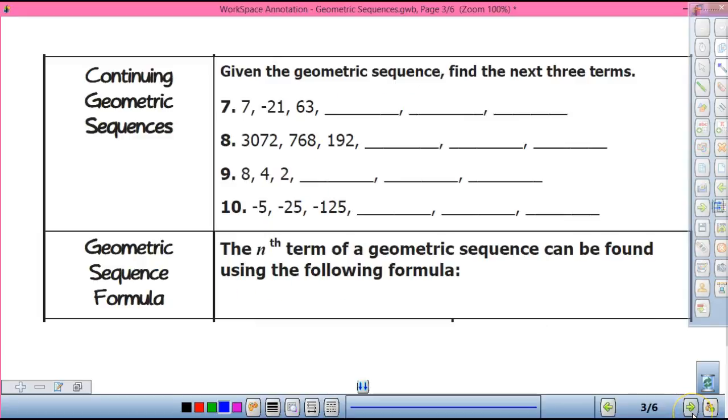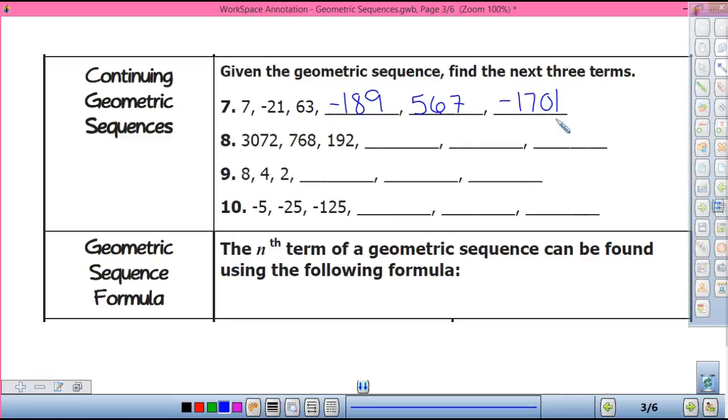Alright, so now we gotta find our next terms. In order to find my next terms, I gotta figure out what they're doing. Multiplying by negative 3. So take 63, multiply it by negative 3, negative 189. Take negative 189, multiply it by negative 3. 567. Take 567 and multiply it by negative 3. Negative 1,701. Now, you guys should be participating in this. Exercise your fingers a little bit.